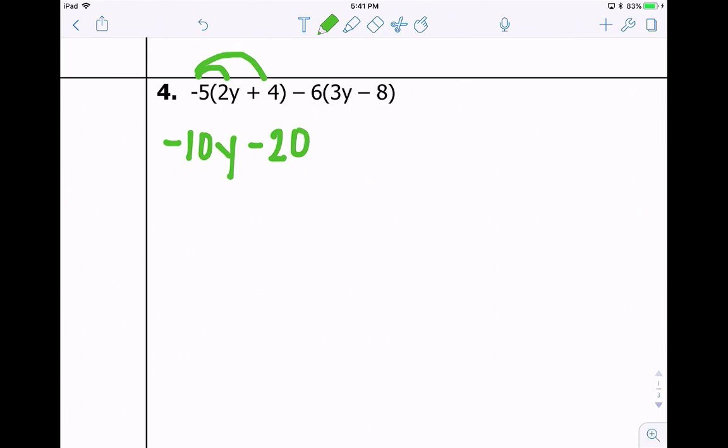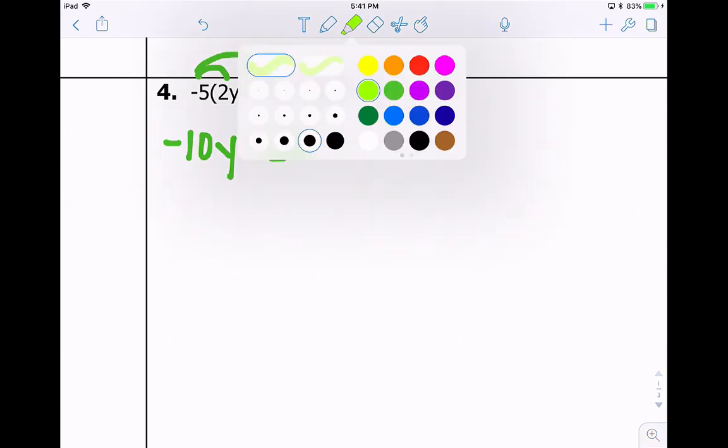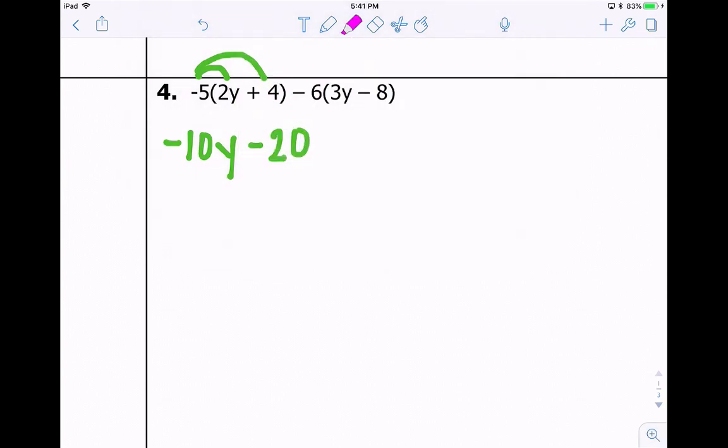All right, and here is where people mess up. So right here, it is important that you see that this right here is a -6, right? It looks like just a 6 that you're distributing. We're actually taking the negative in the front with it. So we're going to distribute a -6 to a +3y. -6 to a +3y is going to be -18y. And -6 times -8, negative times a negative makes a +48.